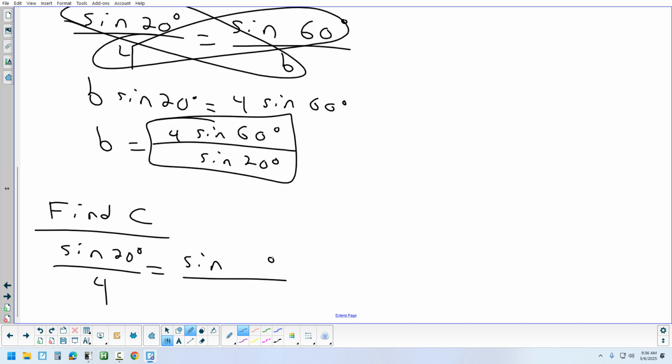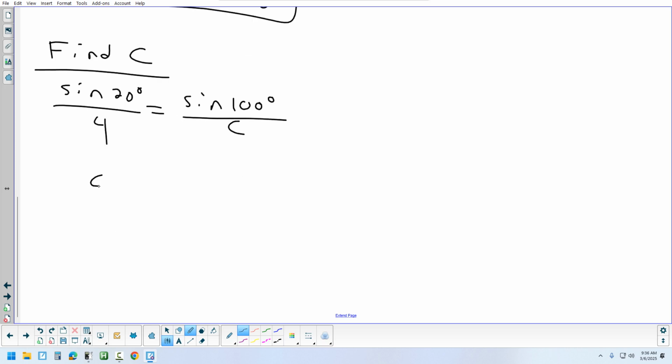Sine 100 over C. And you kind of want to get used to that cross multiplying. If we can do it in one step, that's going to be good. It's going to be 4 sine 100 divided by sine 20.